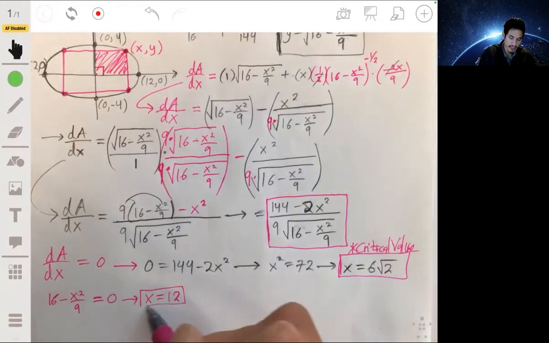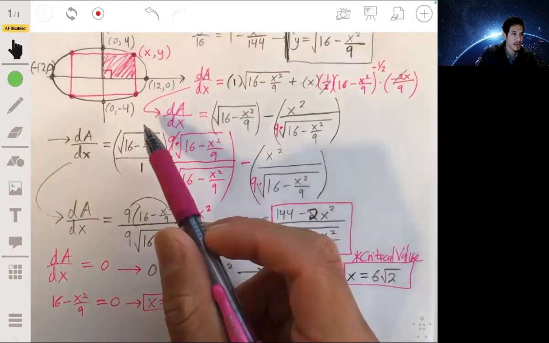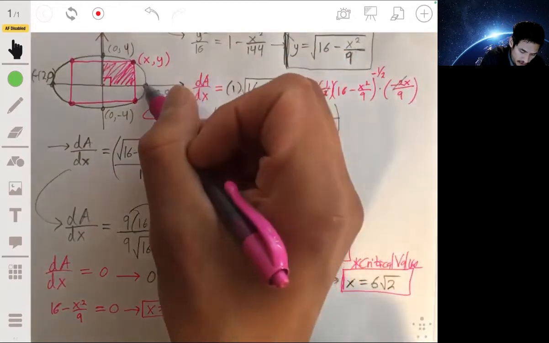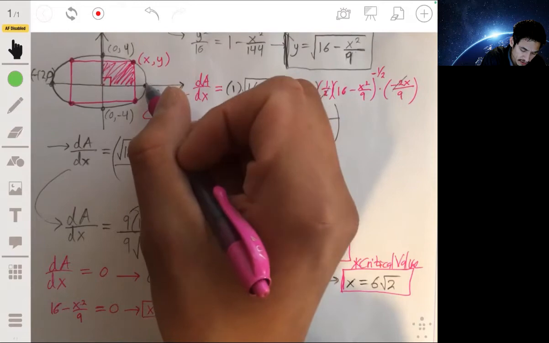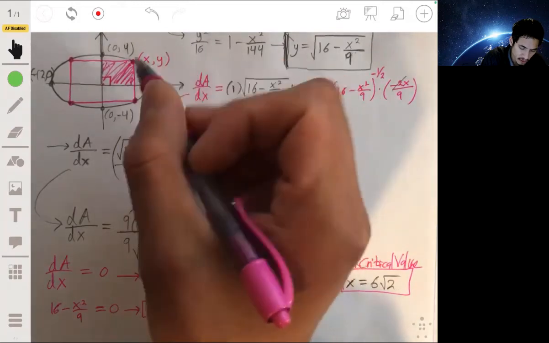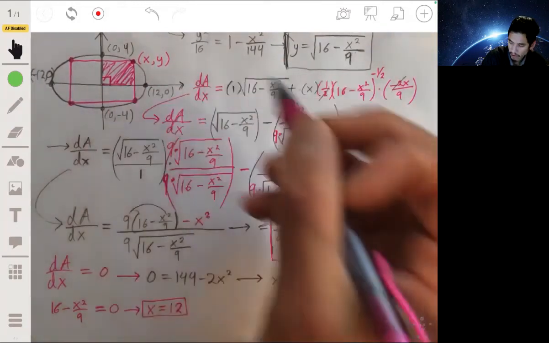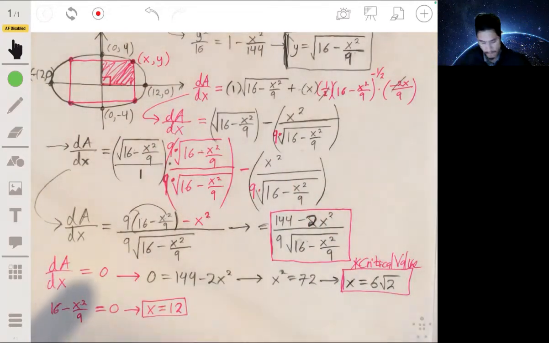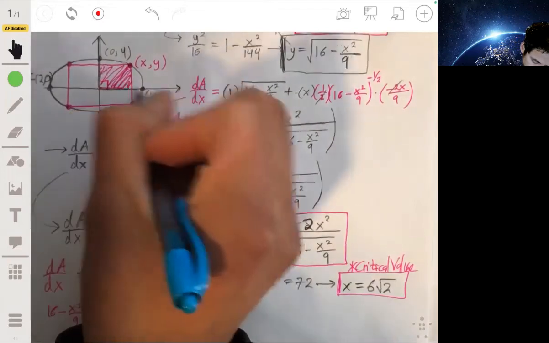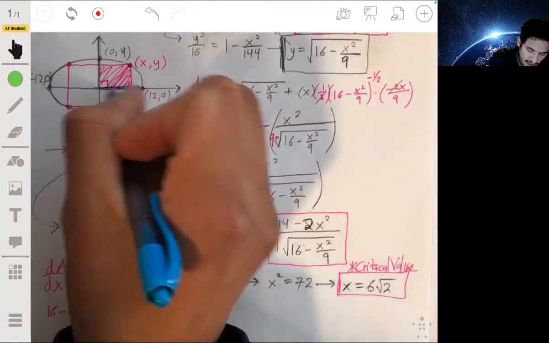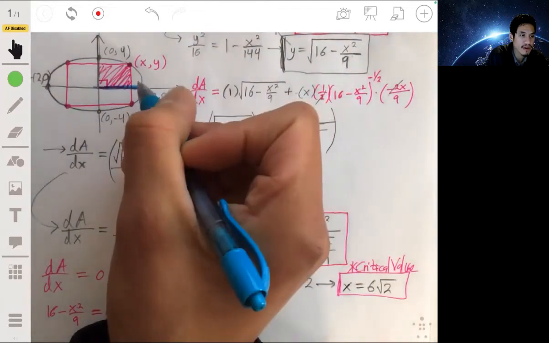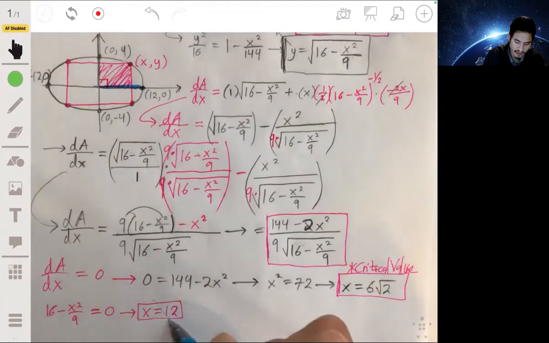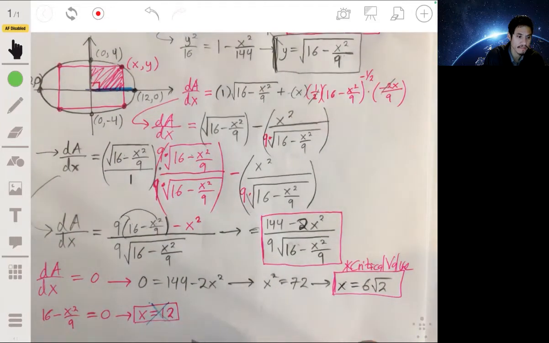Now, let's look at what is going on with our rectangle here. Remember, the ellipse only goes out to 12, 0. So if the x value was 12, the rectangle would just be this flat line. It wouldn't be anything. It would have no area. So this is not going to really work. This is not going to be in our domain.